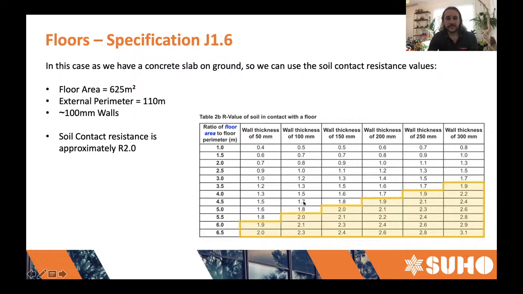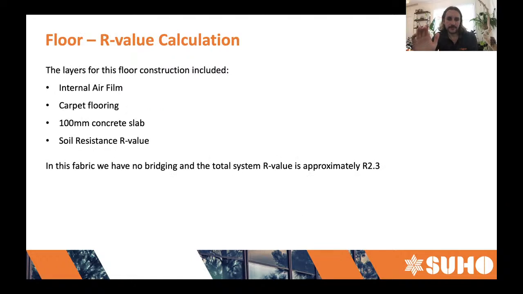So that means that we achieve an effective R value. Our ratio of floor area to perimeter is approximately 5.6-ish, and that puts us at an R value of around R2 with 100 mil thick walls. The fact that the concrete slab on ground, through the soil resistance, achieves that R value means that we do pass the R2 requirement, achieving about R2.3. To calculate that, we've considered the internal air film, the carpet floor lining, 100 mil concrete slab, and also the soil resistance R value.